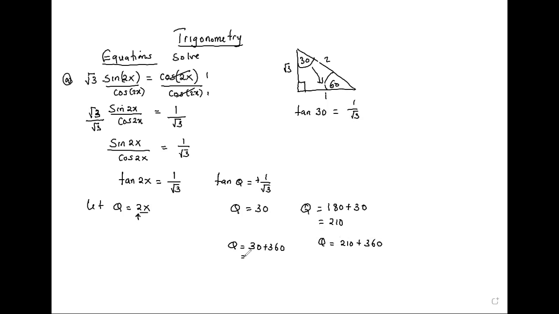Meaning we are getting coterminous angles. So this will be 390. The other one will be 360 plus 210, which is 570. When you come to x, you divide by 2 to get x.